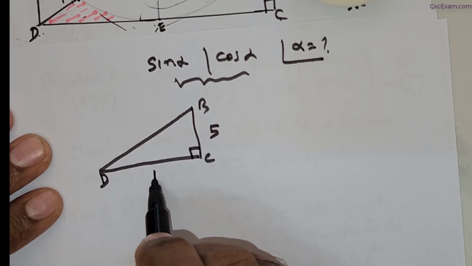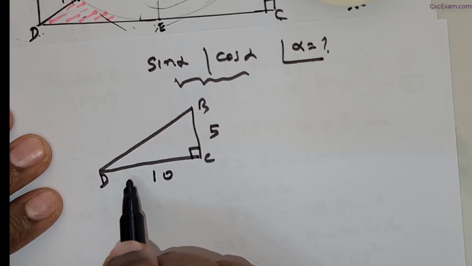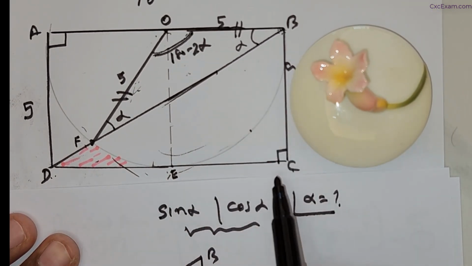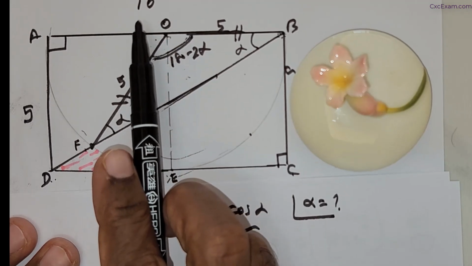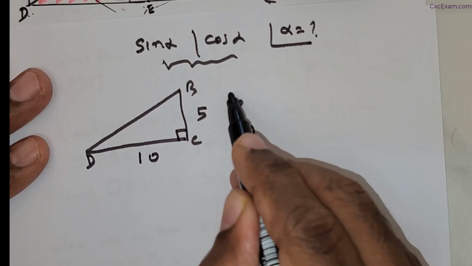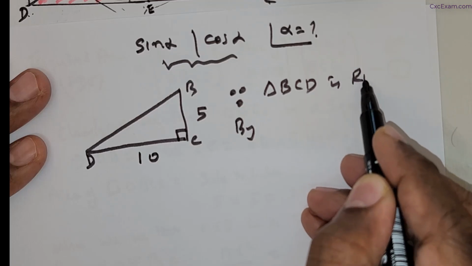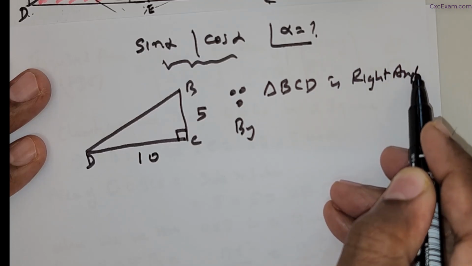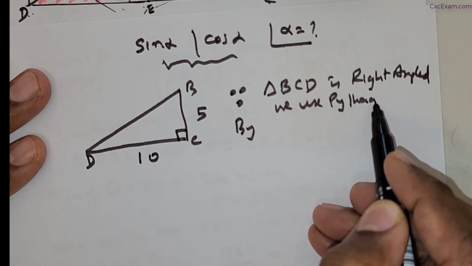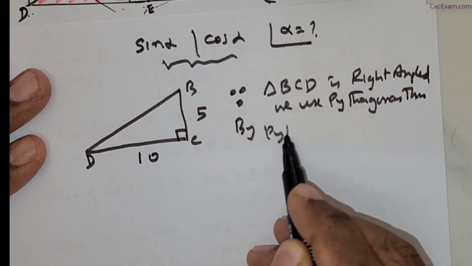and this entire length is going to be 10 units. This entire length is going to be 10 units, right? This is 10 there, so it's going to be 10. So by Pythagoras, you can state here, since triangle BCD is right angled, we use Pythagoras theorem.